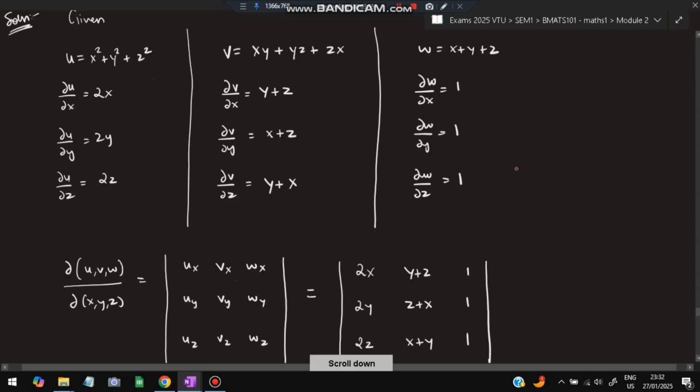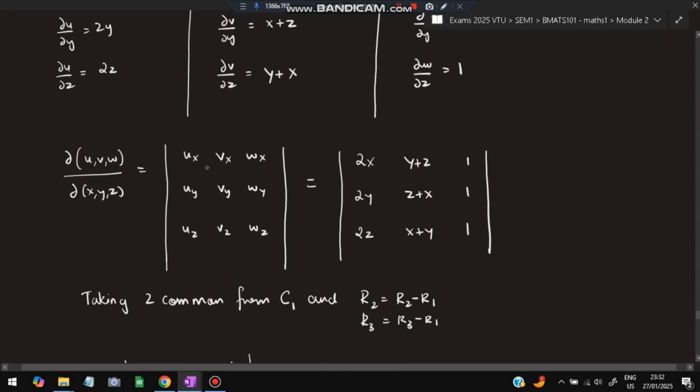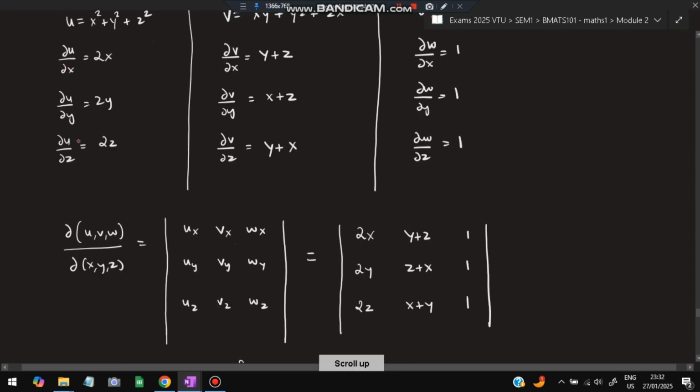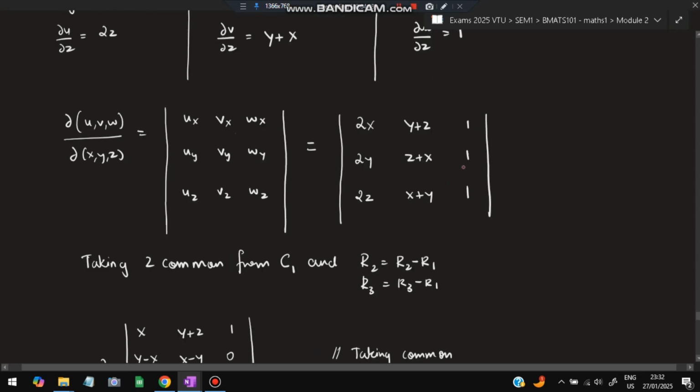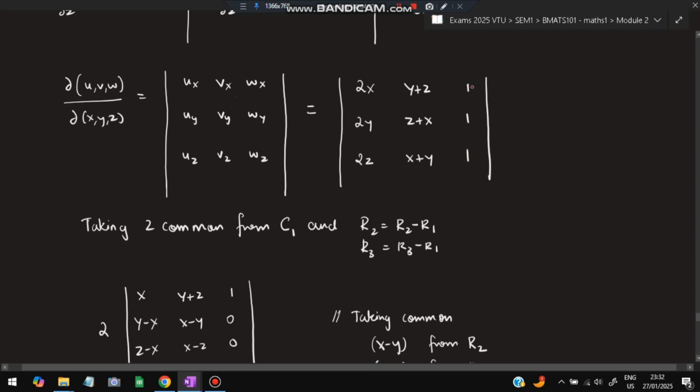These answers you have to substitute in this equation. This is ux, uy, uz, vx, vy, vz, wx, wy, wz. You have to substitute it like this. Then you have to do the matrix elementary row operations where you can subtract, or you can directly expand it also. You know the expansion of the matrix, right?